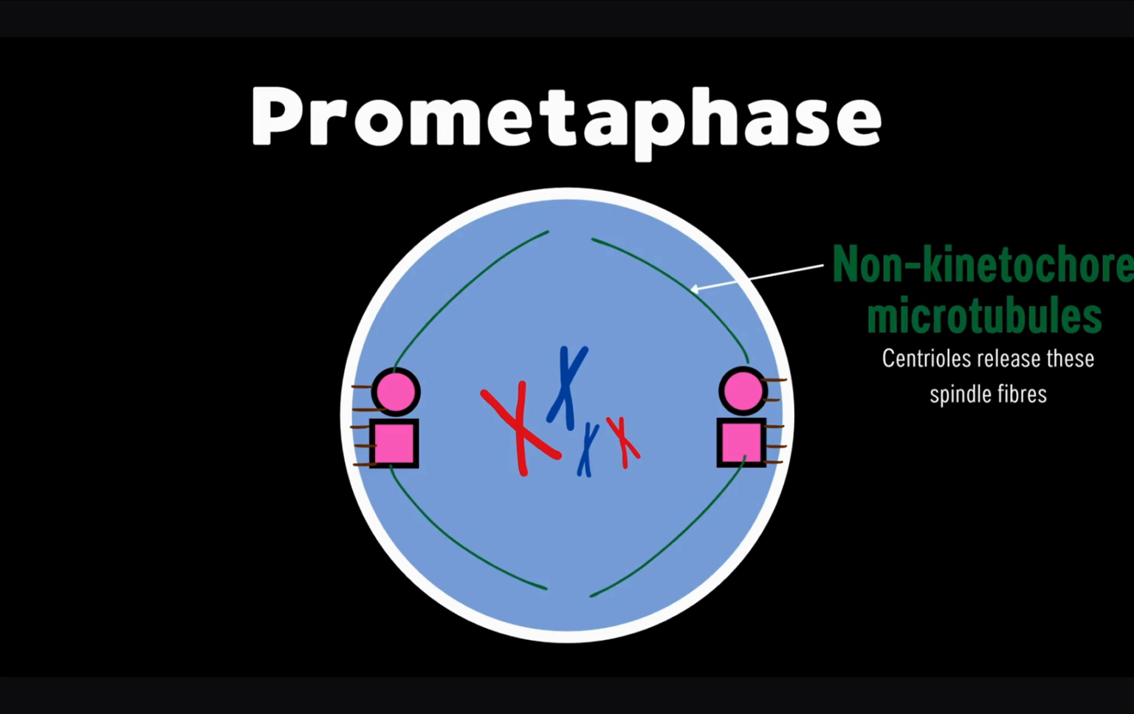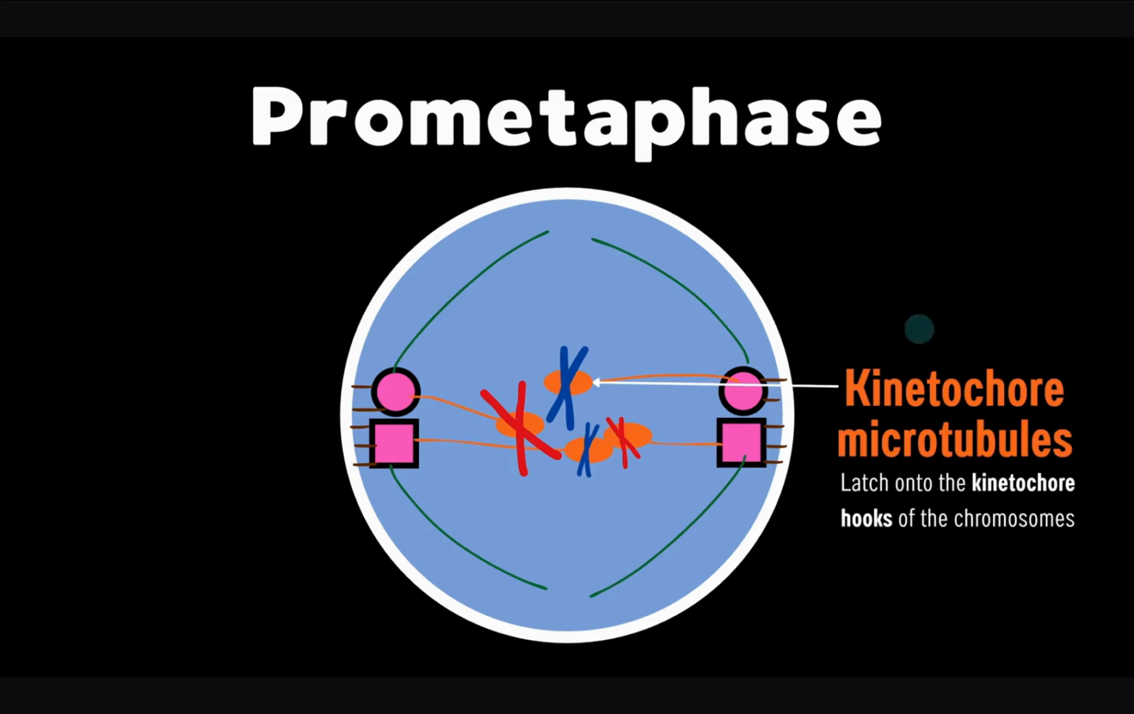They're going to release more microtubule fibers which are called non-kinetochore microtubules. They're basically just released as they are. But then the really vital thing here is the kinetochore microtubules. So in prometaphase, the centromeres actually release the microtubules, which are called kinetochore microtubules, and they latch on to the kinetochore hooks of the chromosomes that we mentioned before.